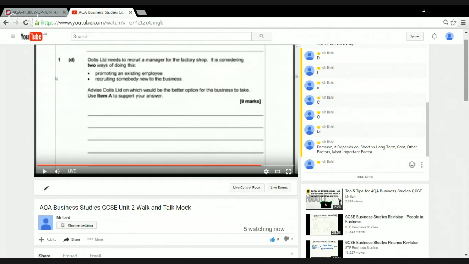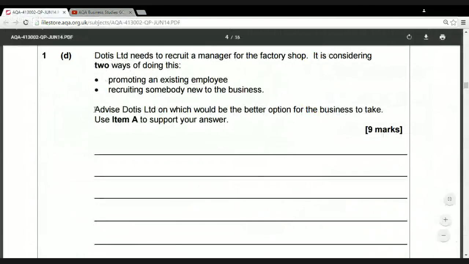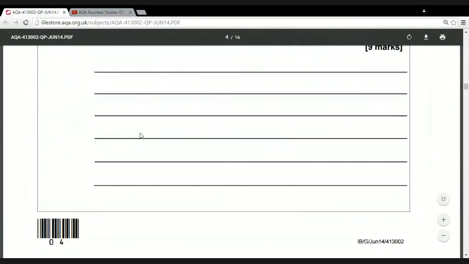Another thing they could do would be to look at the short term versus long term. What would be the short term benefits of what they do and the long term benefits of what they do? Then you look at other factors that might be concerning them, and then lastly the most important factor as well.